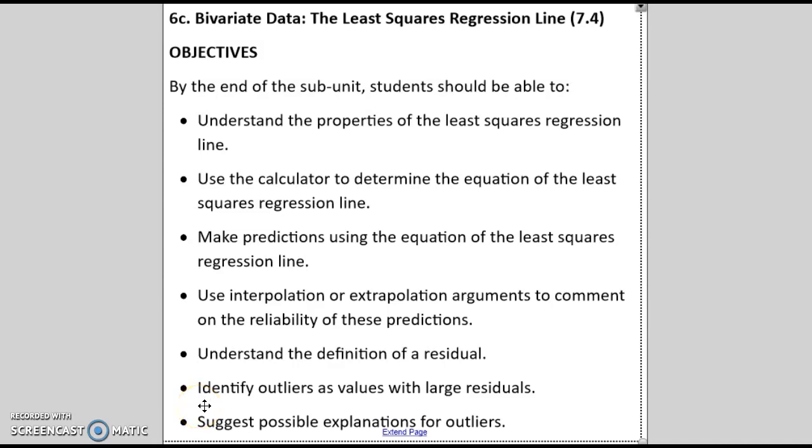You need to be able to identify outliers as values with large residuals, and you need to suggest possible explanations for outliers. So obviously we've already done some work on interpolation and extrapolation, so we should be able to just follow that through into this topic. And we've also done some work on outliers, so you should have a good idea of what those are. So it's just now using this new term residual to help us. So looking then on page 23.